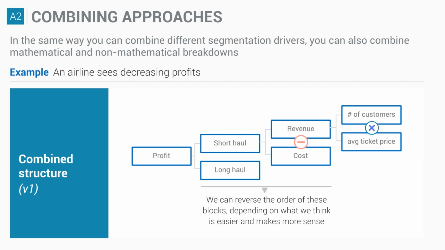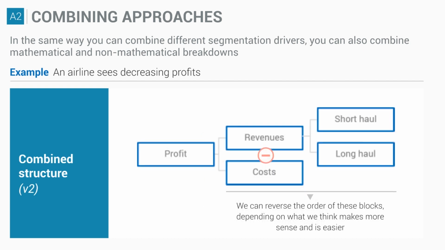It is also perfectly okay to reverse the order of these blocks, depending on what we think is easier and makes more sense. On reversing the order for the same example, then, we could break profit down into revenue minus cost. Revenue could then be broken down as short-haul revenue plus long-haul revenue. We could further cascade our issue tree by multiplying the number of customers with the average ticket price to get the revenue for each product line.